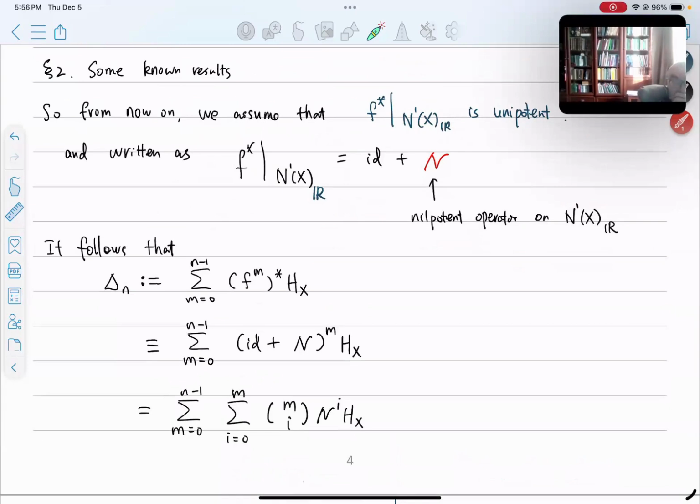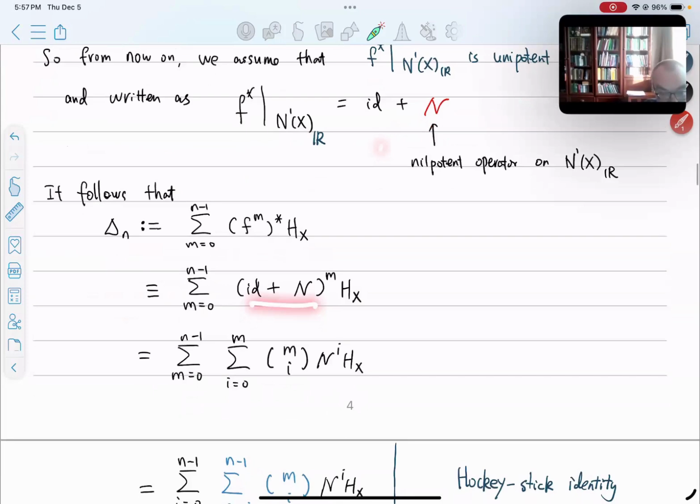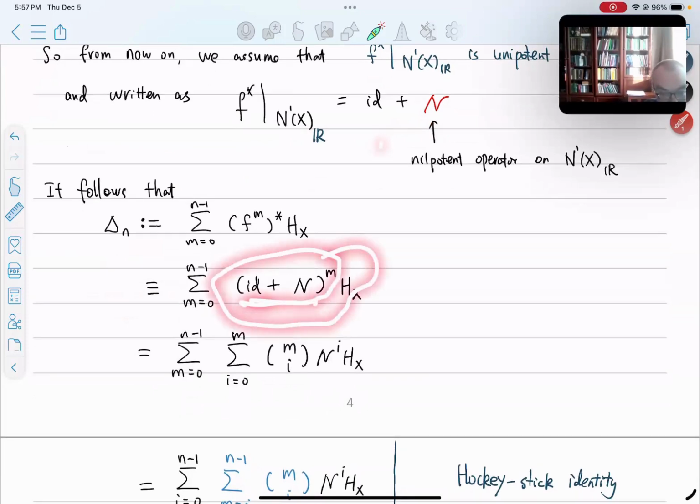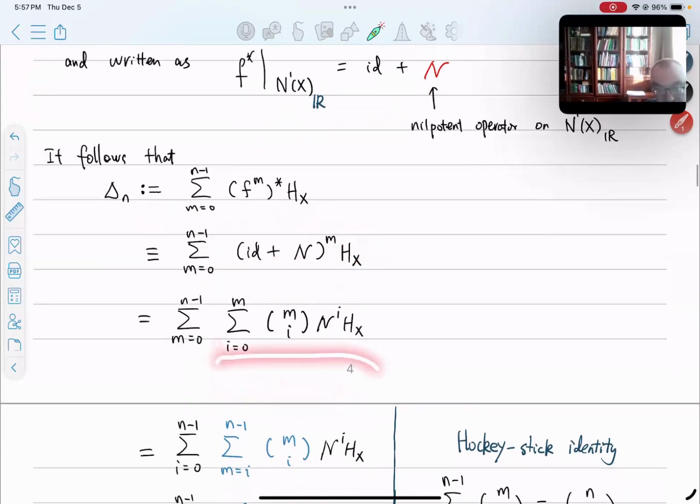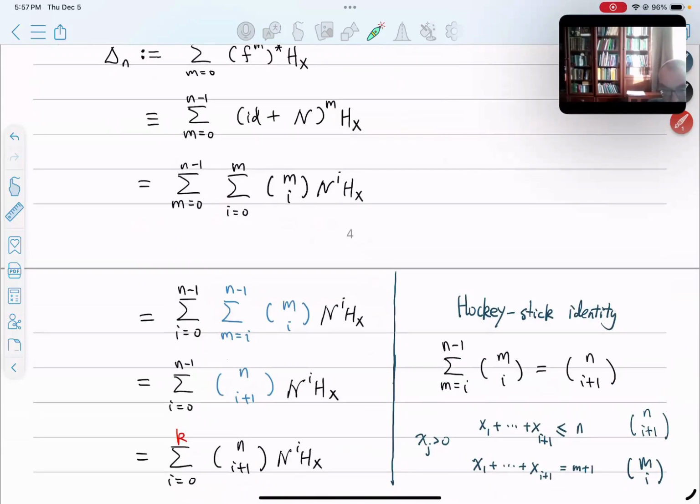And moreover, by the definition, the polynomial degree of F is the volume growth of the iterated graph. It is also equal to the top self-intersection of the divisor Delta_n. I recall Delta_n is defined as the sum of these n divisors. So now F is 1 plus N. You replace F by 1 plus N, and you expand this term, and we will get this sum by the binomial theorem. Then we switch the sum, and we will have this term.